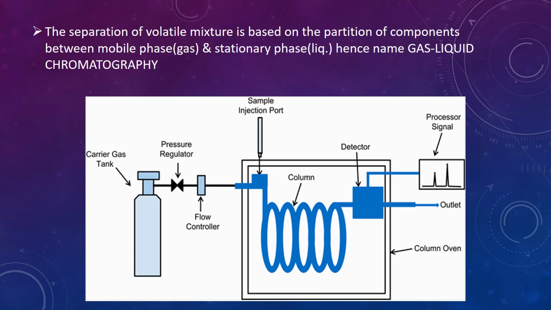Now comes the last, which is the detector. The detector detects the presence of individual components as they leave the column. The signals are amplified and traced in a recorder. There are three types of detector, which are thermal conductivity detector, flame ionization detector and electron capture detector.